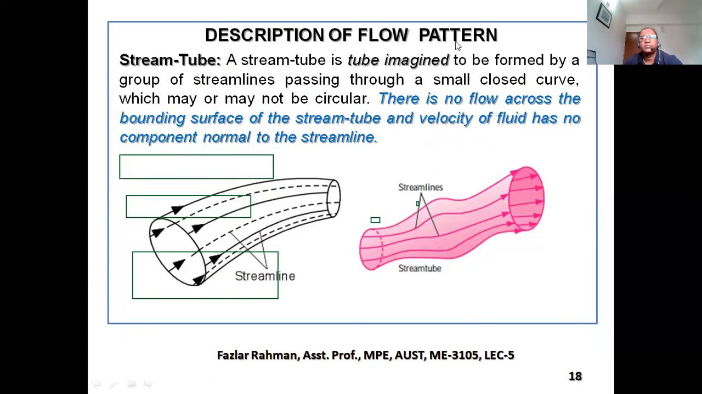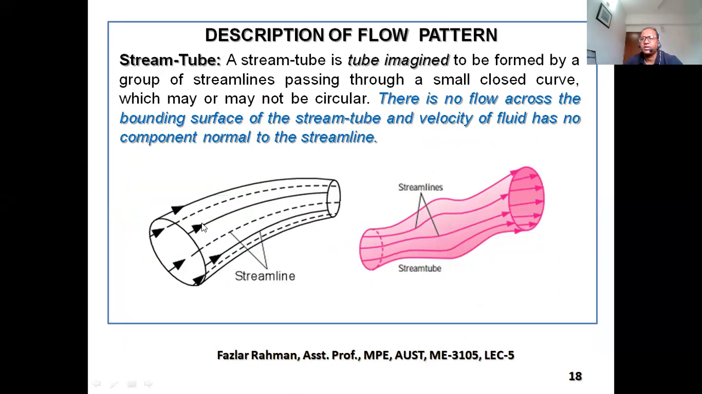Then we learn some definitions, such as what a stream tube is. It is an imaginary tube for fluid flow where all the streamlines pass from one end to the other, and there will be no intersection of the streamlines. Also, for the velocity of the fluid, there should not be any flow perpendicular to the streamline. That is the main characteristic of a stream tube.